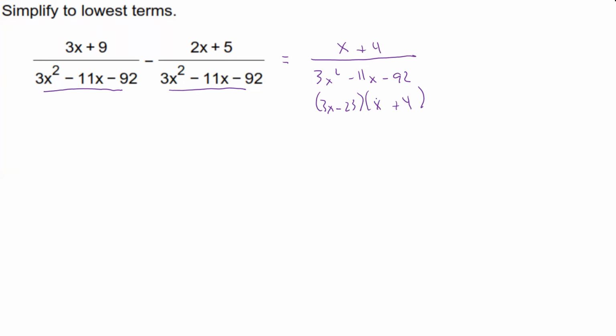So now we have a 3x squared minus 23 plus 12. That's a minus 11. And 4 times that, yep, that's a minus 92. So now we have that worked out. Now we can just say, well, that cancels that. We have a 1. And so we get the answer of 1 over 3x minus 23. And that would be our final answer.